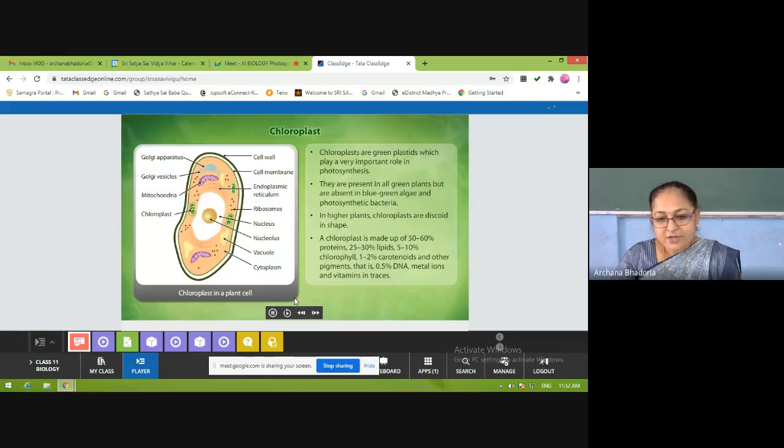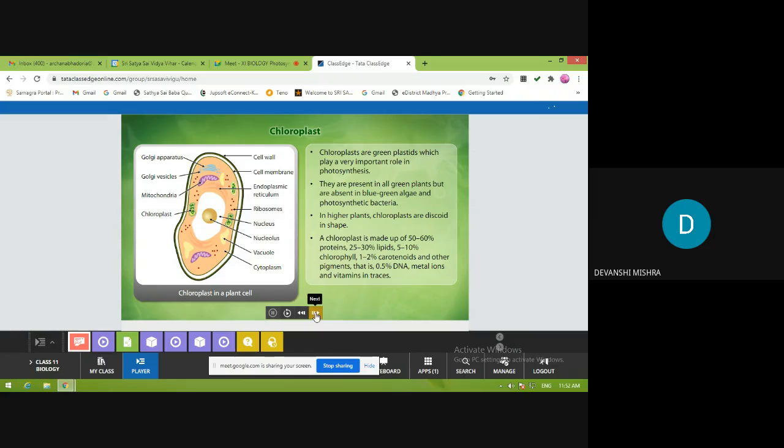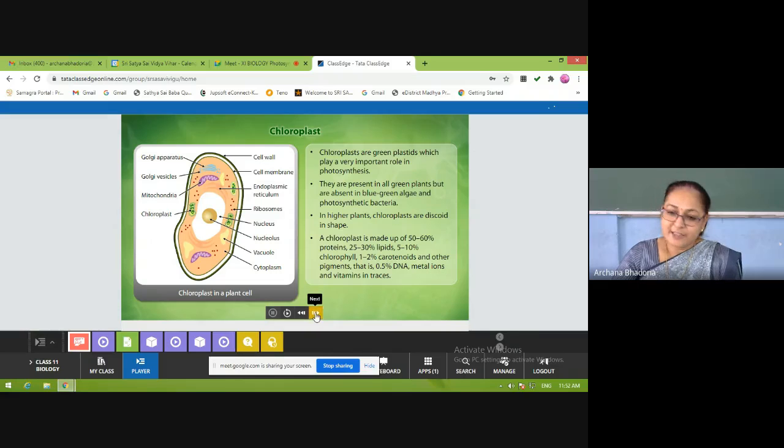Now the structure we have discussed, see the diagram given here. This is the cell, and inside the cell you find the chloroplast present. Maximum how many can be there in the higher plant cell? 20 to 100, maximum 100.